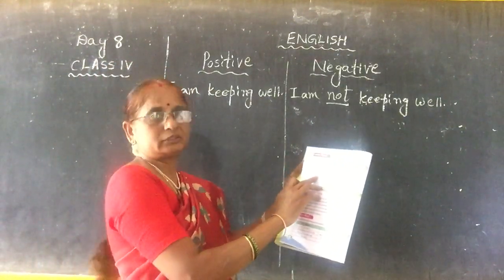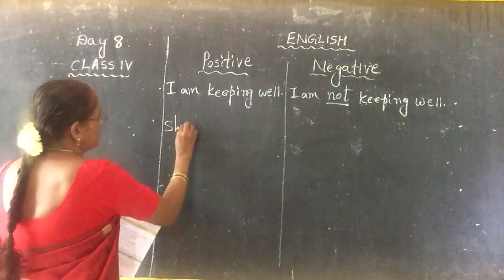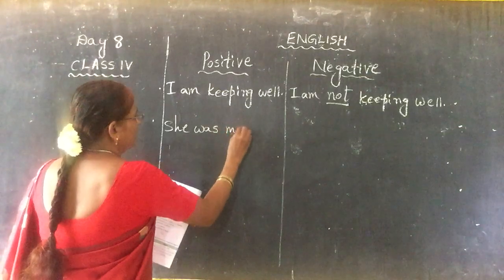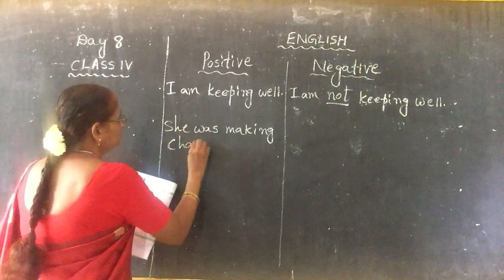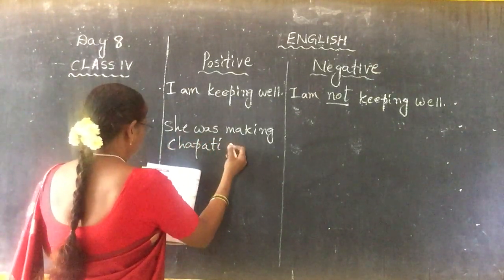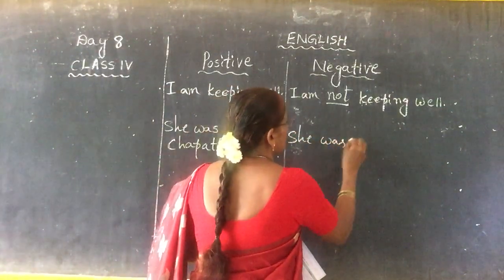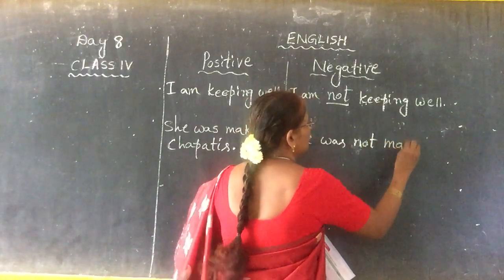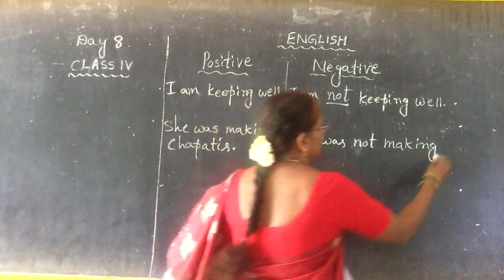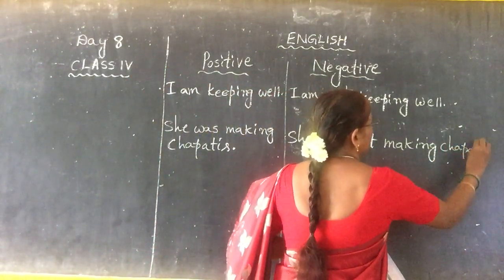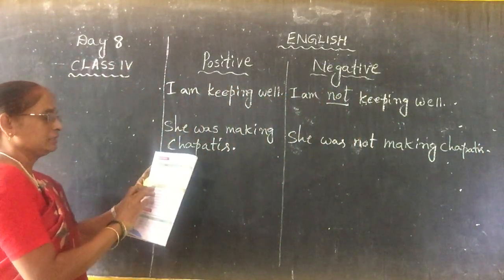Now see, take the third sentence. Sorry, the fourth one. She was making chapatis. What is the negative? See, she was not making chapatis. She was not making chapatis here. So now coming to the next sentence.